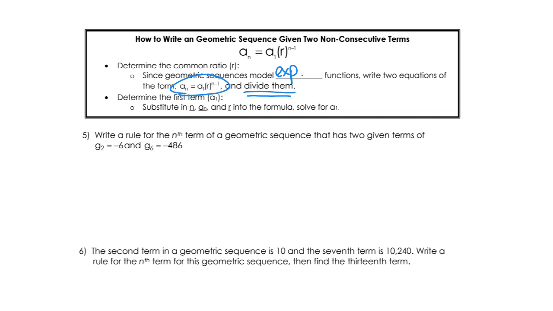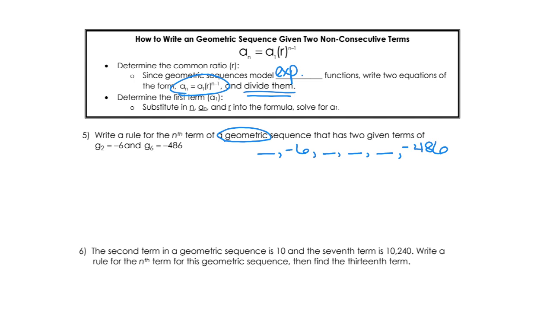So in number 5, it says, write the rule for the nth term of a geometric sequence that has 2 given terms. What this means is that we don't know the first term, but the second term is -6. We don't know the third term, fourth term, fifth term, and the sixth term is -486. So we know it's geometric. However, we can't figure out what we're multiplying to get from term to term because we have that big gap in there.